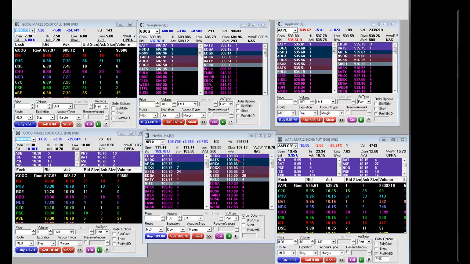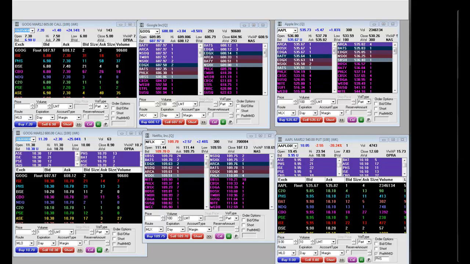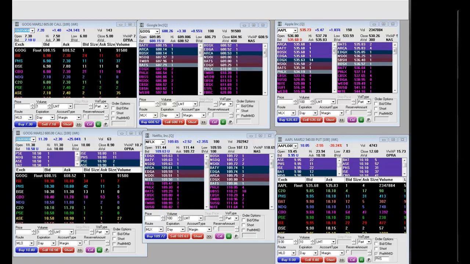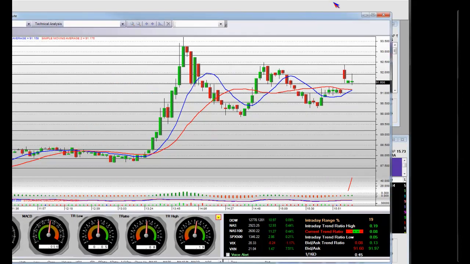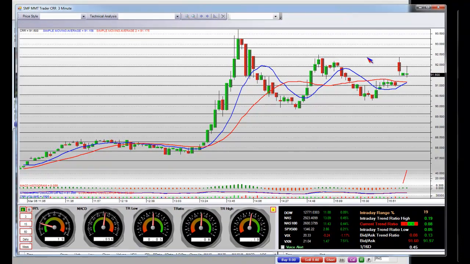The Netflix is coming back down to test its lows. So some of these higher beta ones are on course. Let's just take a look here at the CRR trade that was featured. It's been a chop shop. It had a nice breakout yesterday. We won't have that on our list today, though.